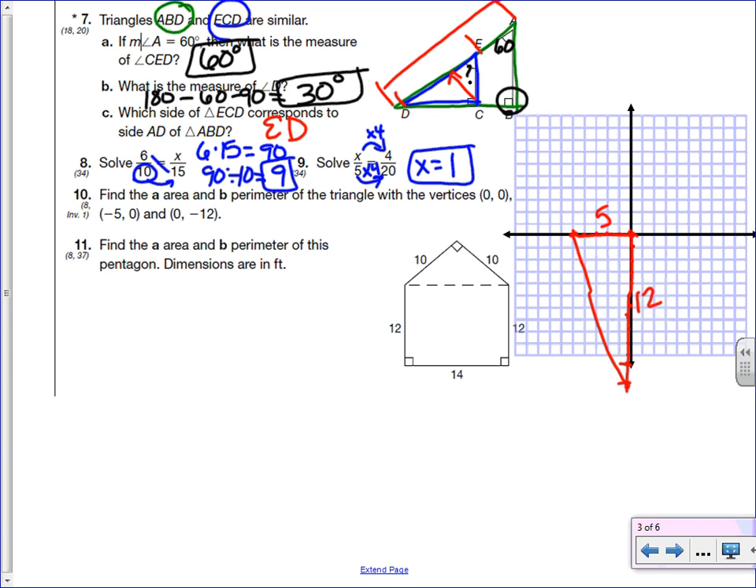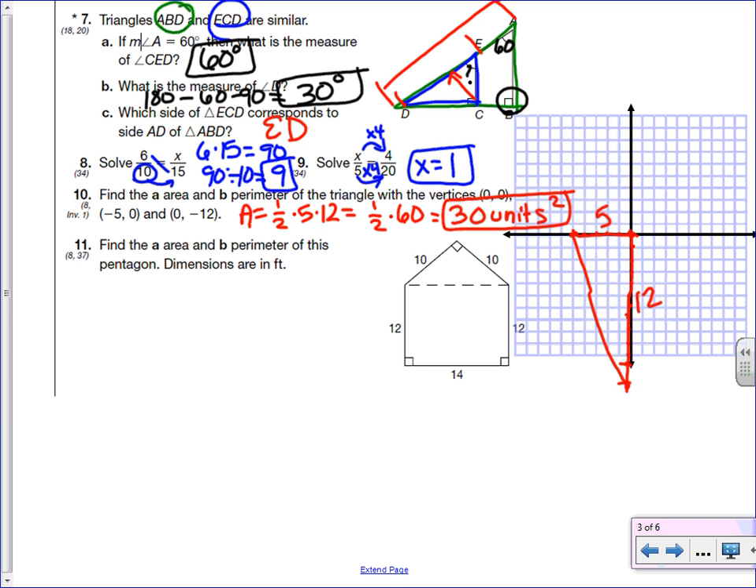So to find the area, we take 1/2 the base times the height. The base is 5. 5 times 12 is 60. Half of 60 is 30. And we don't know what the units are, so we just say units squared because it's area.